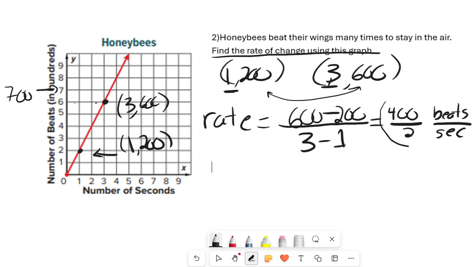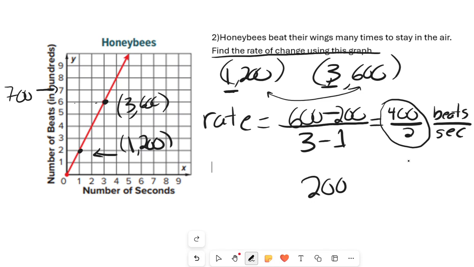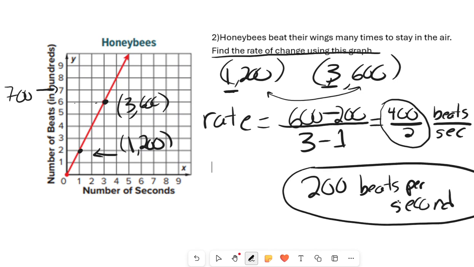But we can simplify this. 400 divided by 2 is 200, 200 beats per second. It's very important to have the correct unit on there, and now we have just found our rate or slope of this line and what it means. And that's it.